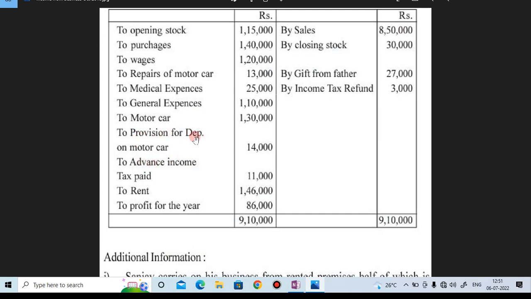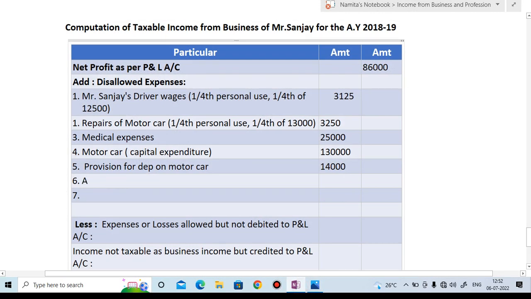After provision of depreciation on motor car, next is advance income tax paid 11,000. So any type of advance income tax, wealth tax, income tax will be disallowed expenses. Advance income tax paid 11,000.